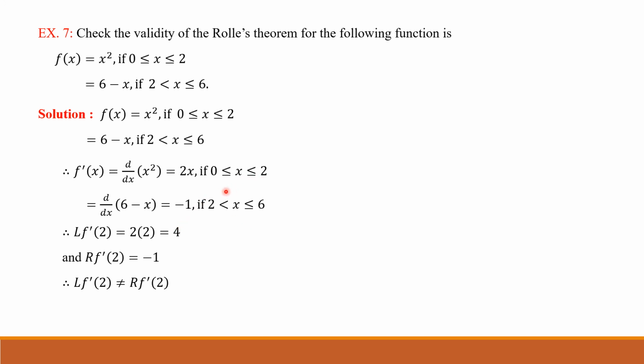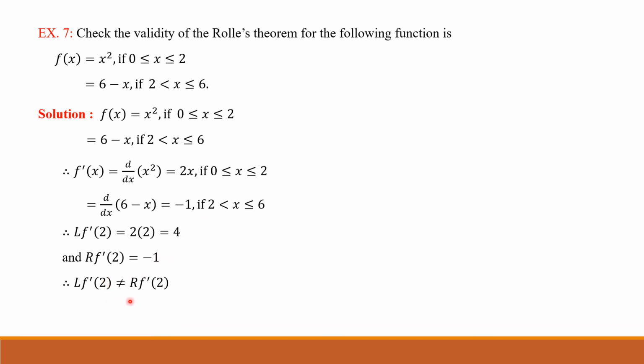Here, at point 2, find its left derivative and right derivative. Here is the left derivative, that is f dash of 2. Here it is 2x. Put x equal to 2. 2 into 2 is 4. Then the right derivative at the point, f dash of 2. Here the right derivative is the constant term, minus 1.